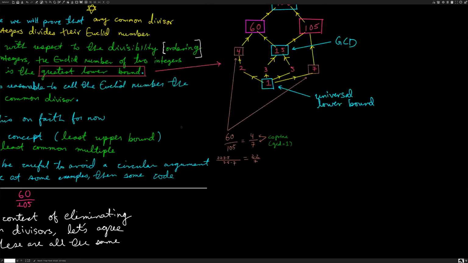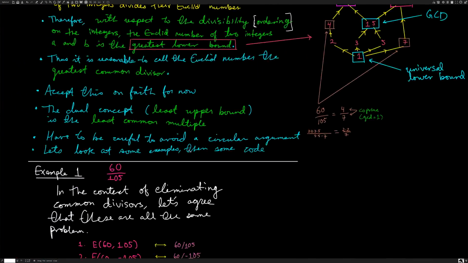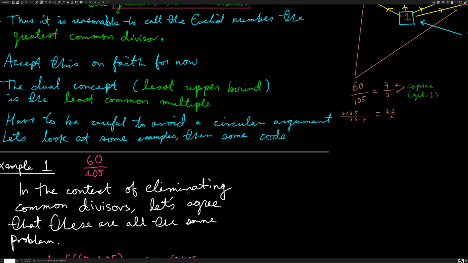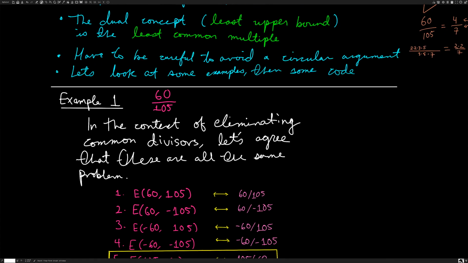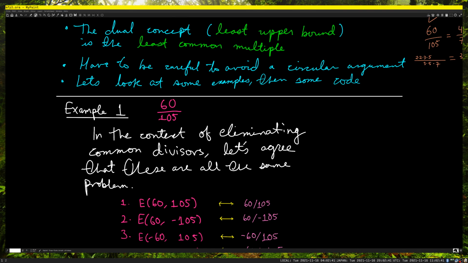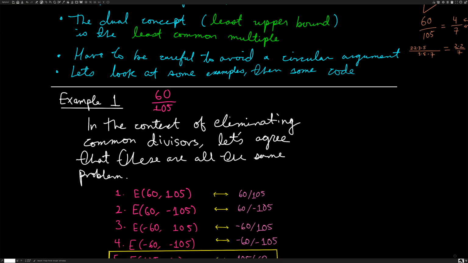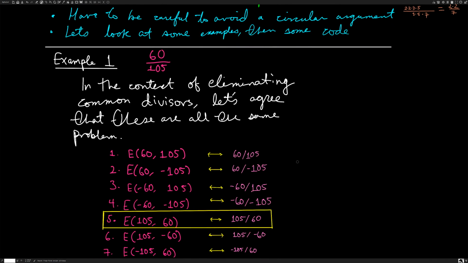Anyway, let's just look at some examples. First thing, in the context, we want to reduce 60 divided by 105, and we want to nail down exactly how to do this. So in the context of eliminating common divisors, let's agree that all of these are the same problem. So all we're interested in is eliminating the common divisors.